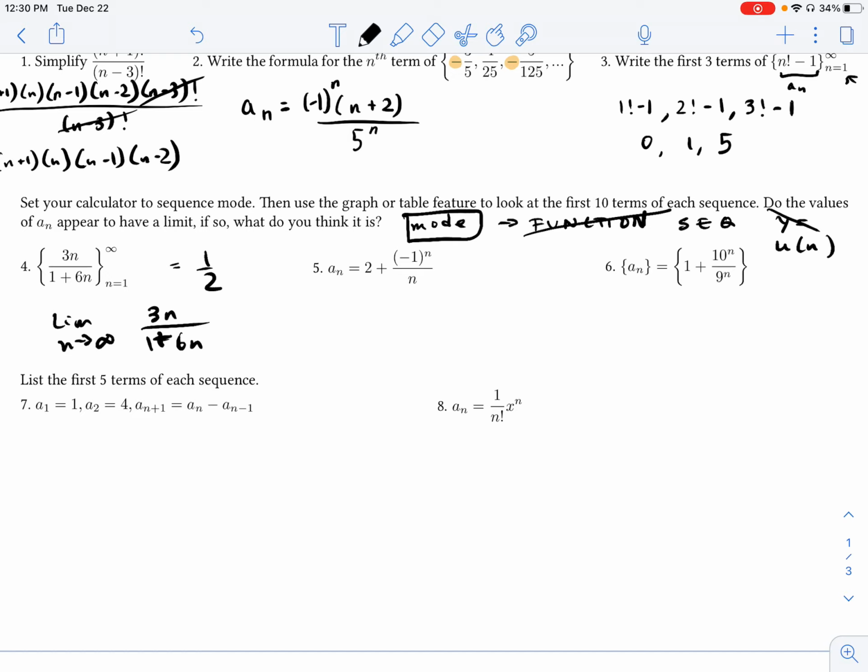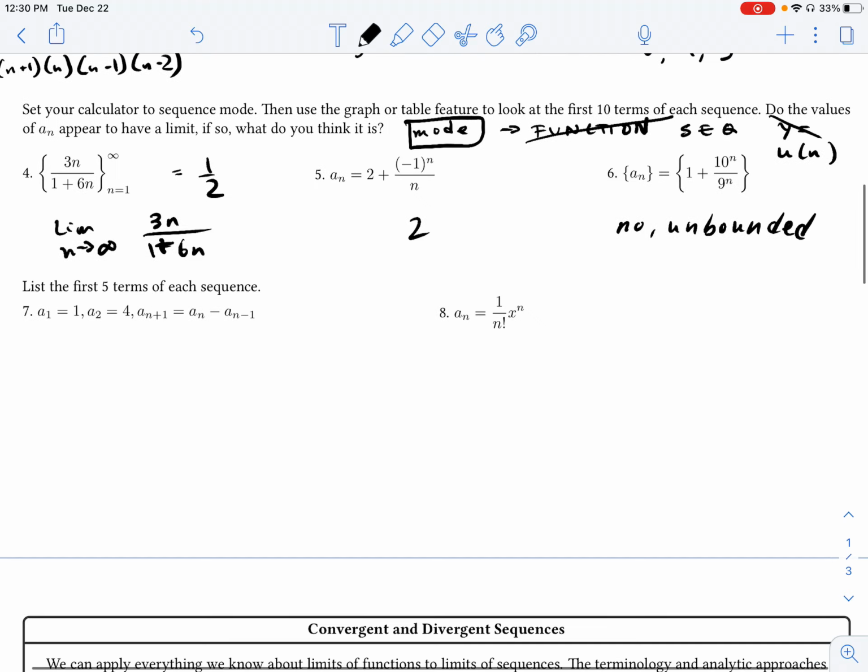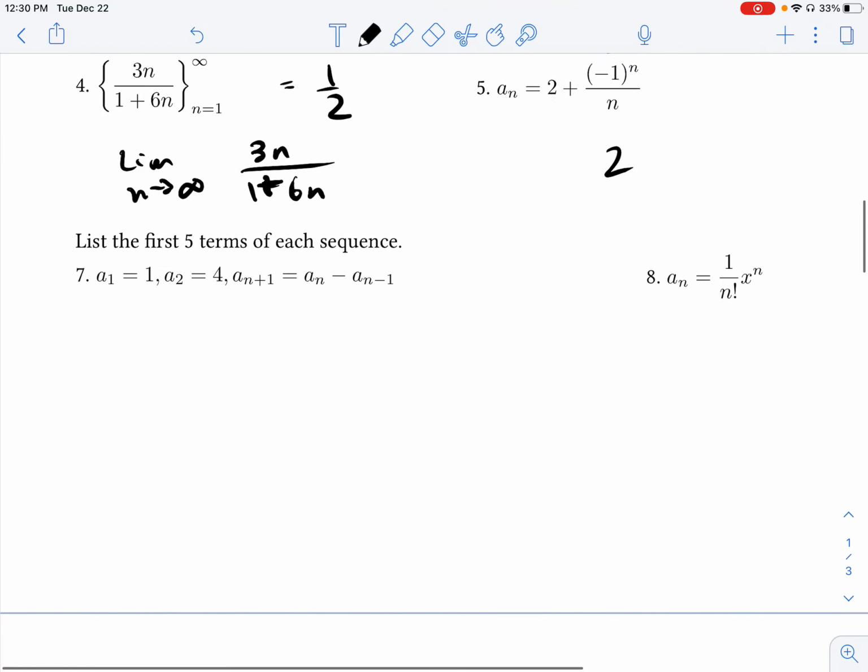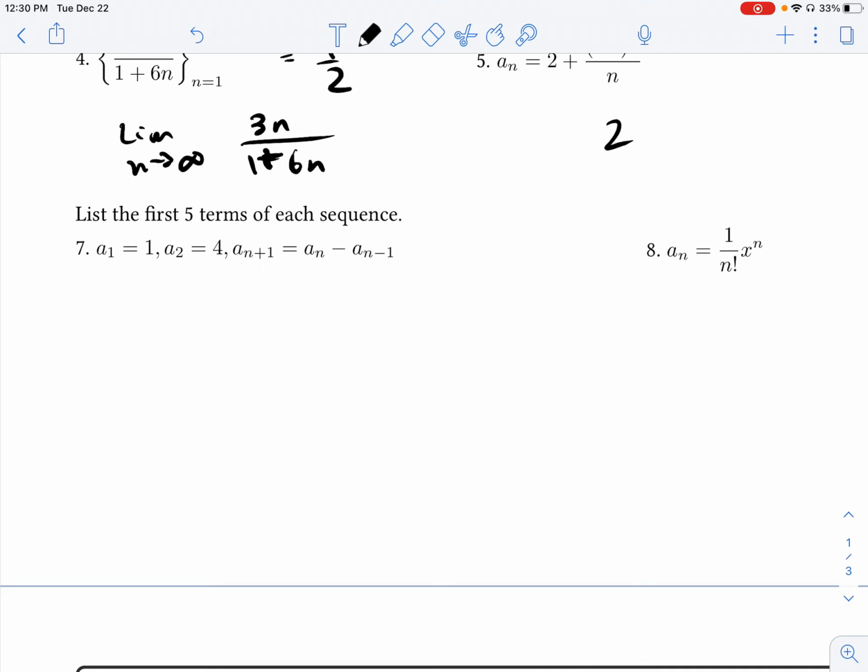And you can go ahead and pause this video and try these on your own. But you should see here that this one would get closer and closer to 2. These terms would get closer and closer to 2. And this one would be unbounded. This doesn't seem to ever settle in on a specific value. All right. Okay. And in these last problems here, again, we're just evaluating these terms.